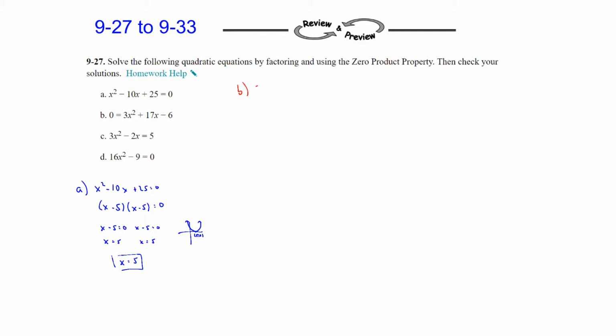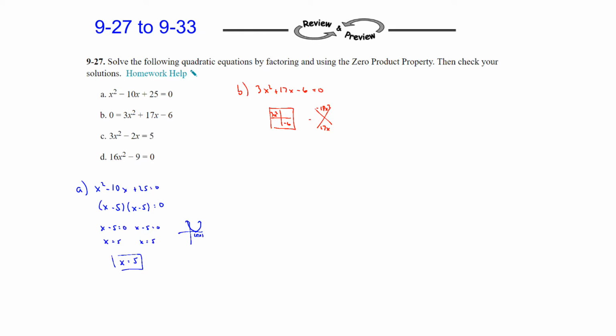On B, we have 3x squared plus 17x minus 6 is equal to 0. On the last one I didn't show my work. On this one I will. We'll use the generic rectangle. We have a 3x squared and a negative 6. That means they need to multiply to give us negative 18x squared, but add to give us 17x. So that would be negative 17x and negative 1x.